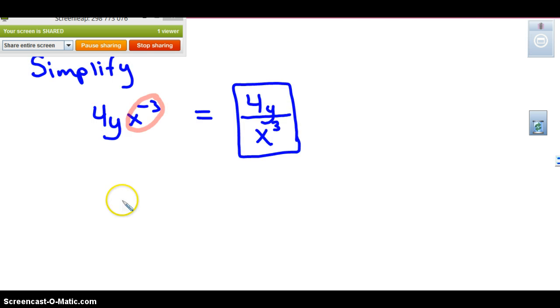So let's say we have 1 over w to the negative fourth power. What do we do here? How do we simplify this? Okay, so what would it look like? w to the fourth power.